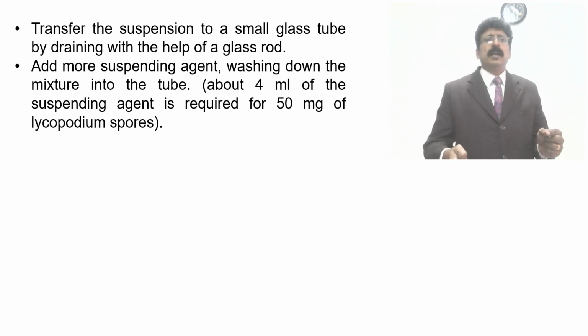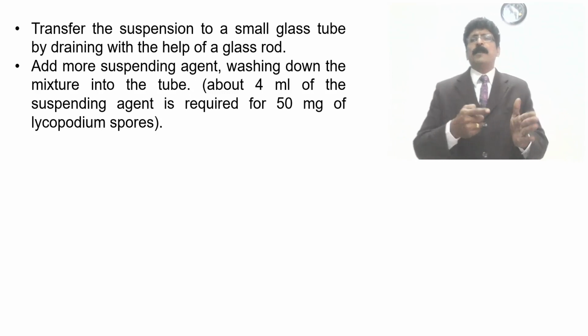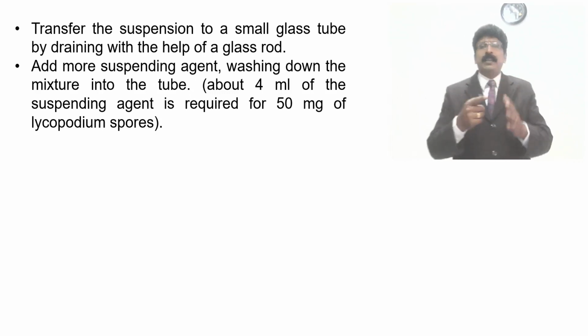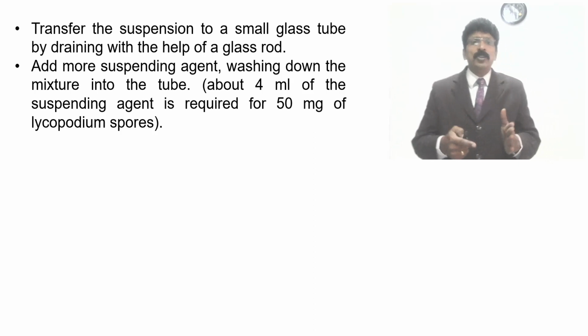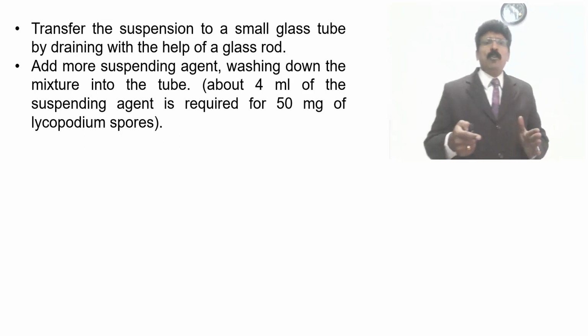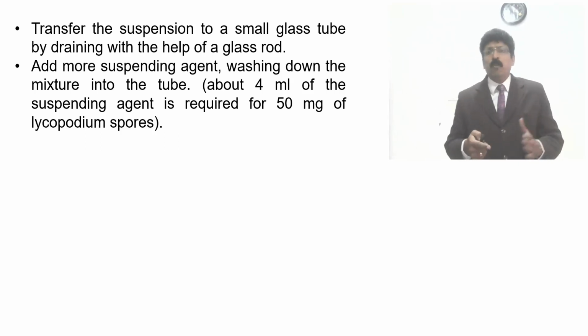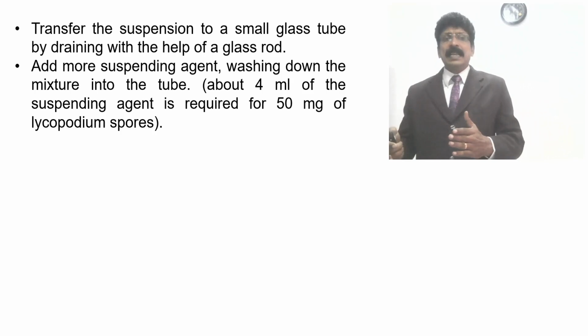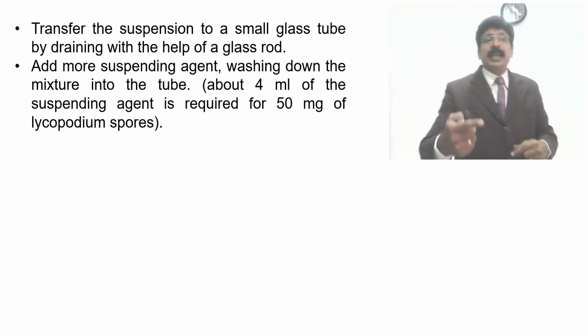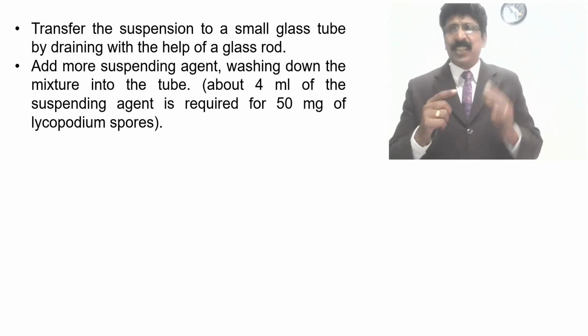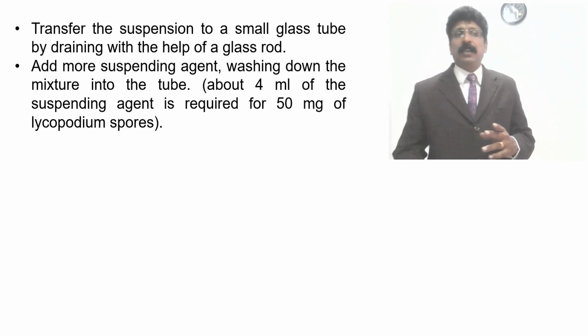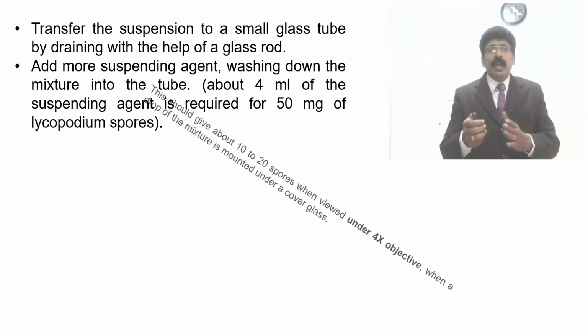And then you have to shake the suspension. Actually, it should be made uniform. So the remaining suspending agent is washed down and mixed into the tube. 4 ml of the suspending agent is required for 50 milligram of lycopodium spore. That is the ratio which they have given. Theoretically, we should have that. And you should swirl the tube and mix the tube.